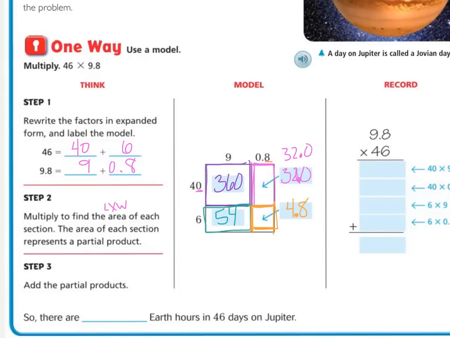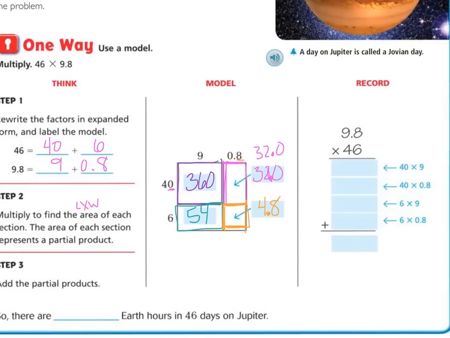And my last step is to add those. And so I need to rewrite them right here below. So 40 times 9 was 360. And I'm going to do a decimal with a 0 just to help me keep things lined up. 40 times 8, I find that box, and that was this one. And 32. And I'm going to keep my decimals lined up.